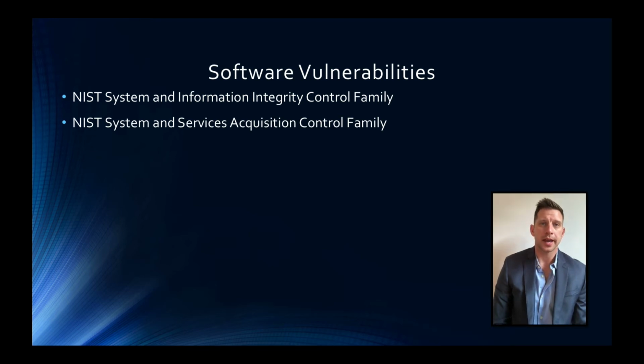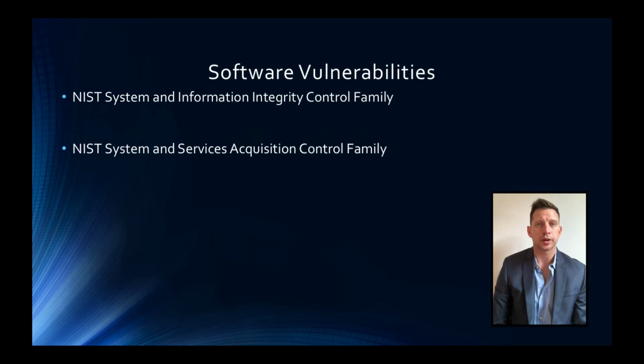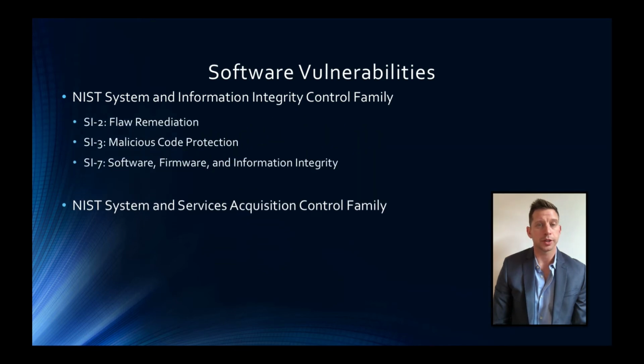For System and Information Integrity, the controls are flaw remediation, malicious code protection, and software, firmware, and information integrity. Flaw remediation controls ensure flaws are identified and remediated within a prescribed set of time. It automates patch and firmware updates while clearing the system of outdated versions.